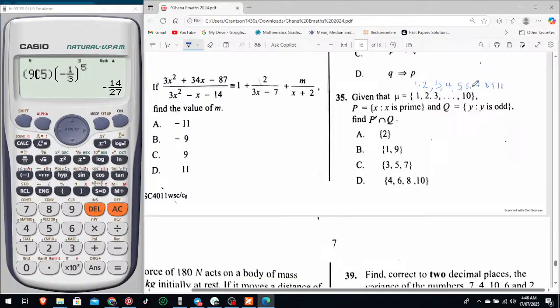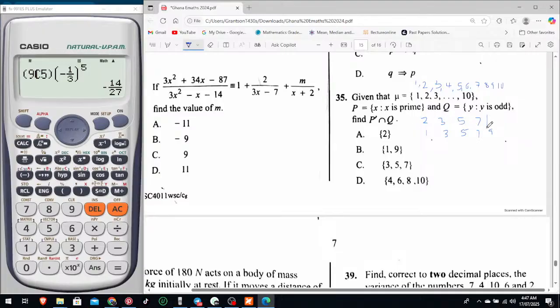So that is 1 to 10. I say x is a prime number. What are the prime numbers? 2, 3, 5, 7. And y is an odd number. What are the odd numbers? 1, 3, 5, 7, 9. Say find P complement intersection Q.